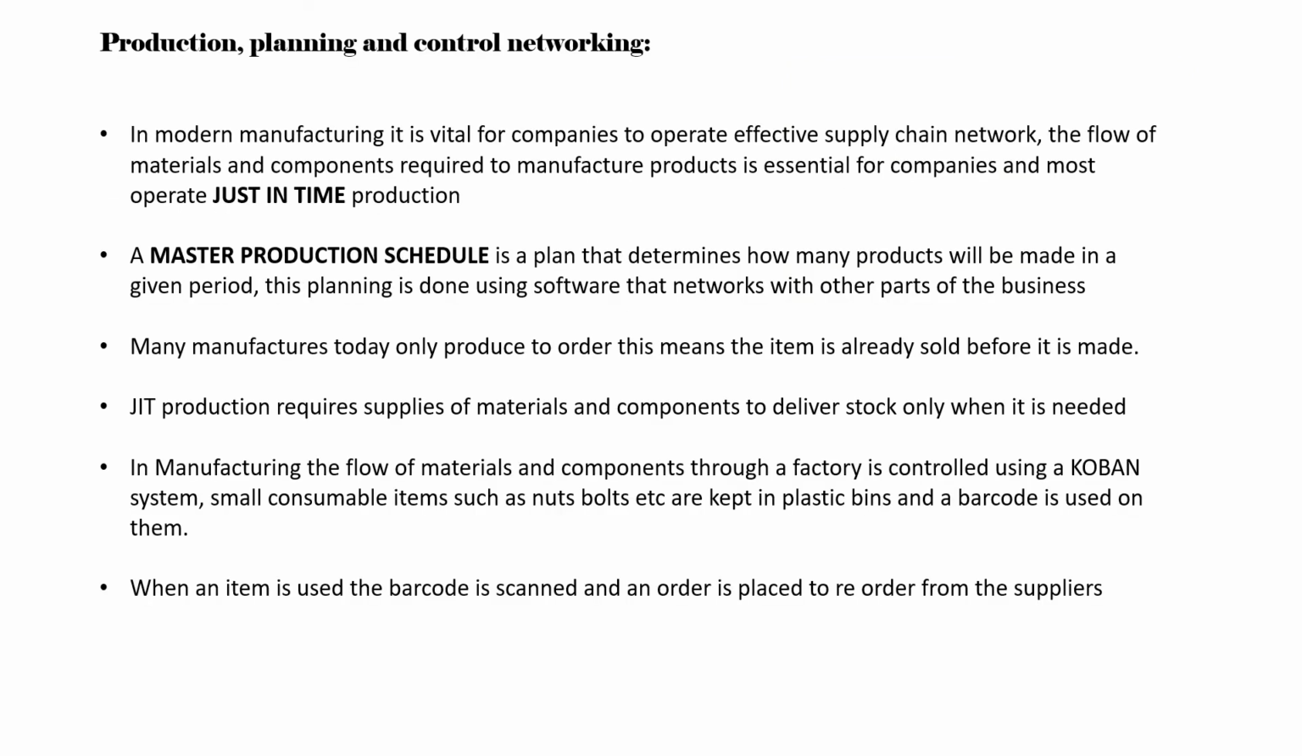And the last thing we're going to go through, I'm pretty sure it's the last, is production planning and control networking. This is basically how you're trying to automate processes to make it as efficient as possible.